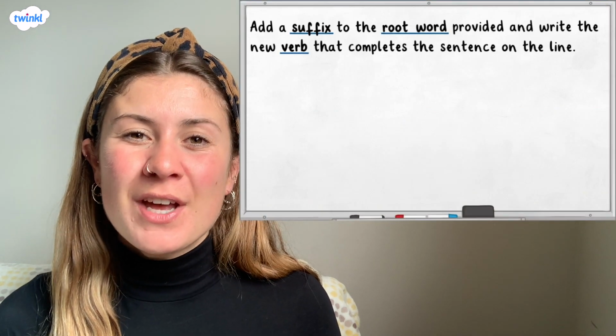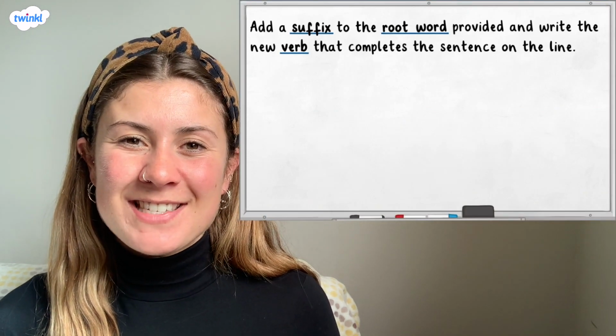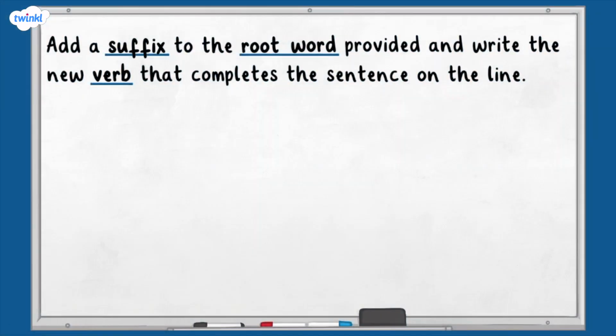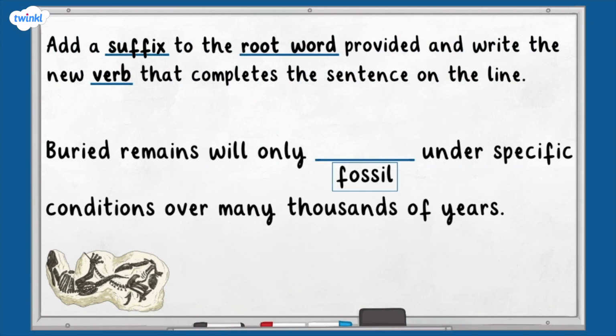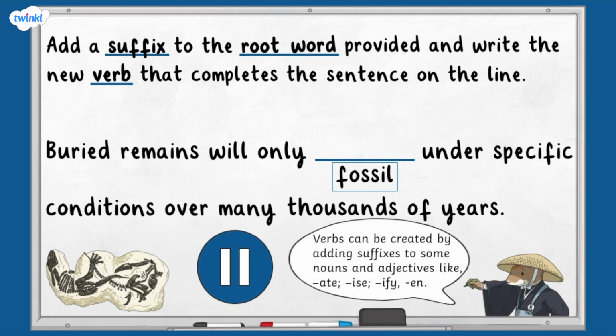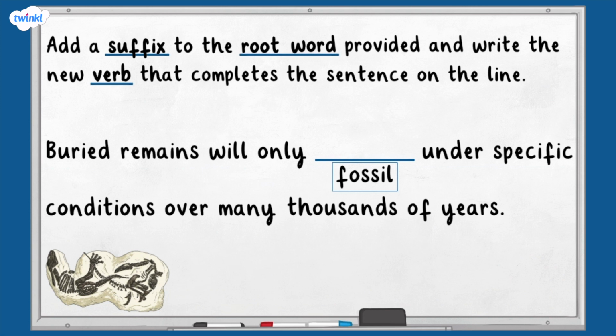In this question, you're being asked to add a suffix to a root word to form a verb that completes the sentence. Pause the video now and have a go. You may want to write your answer down on a whiteboard, a piece of paper, or you might just want to say your answer out loud. Press play when you have an answer. Are you ready? Let's take a look at the answer.